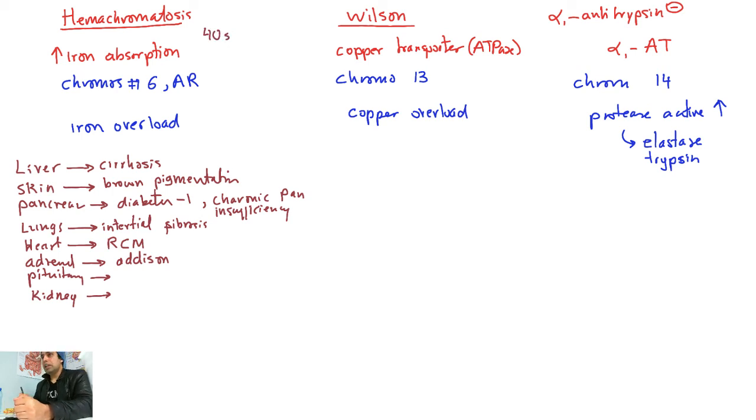Even though it's a genetic disease, it will become symptomatic later on in life. Because it takes time, like you said, for iron to load and get deposited in the body over a long period of time. It doesn't happen overnight.